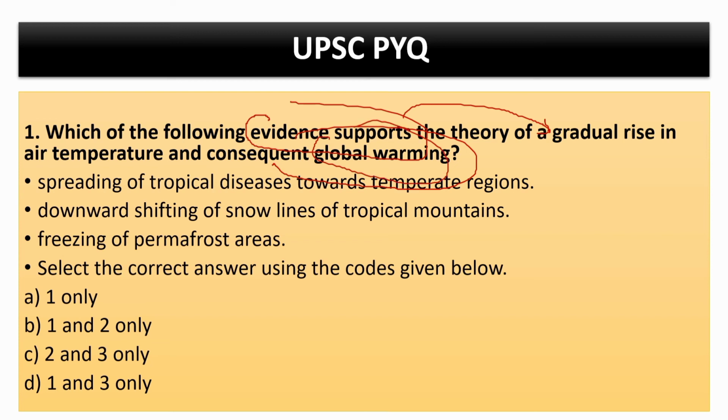So what is the first option? The first option is spreading of tropical disease towards the temperate region. We know that in the tropical region, the majority of the diseases are caused due to an increased amount of moisture in the atmosphere.